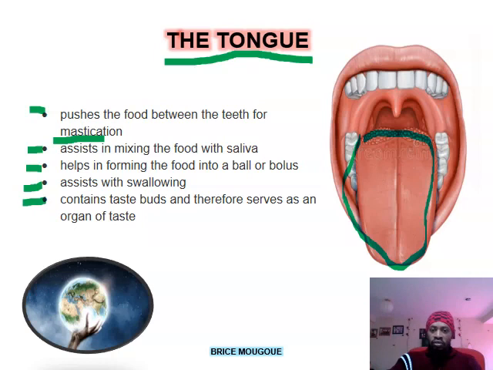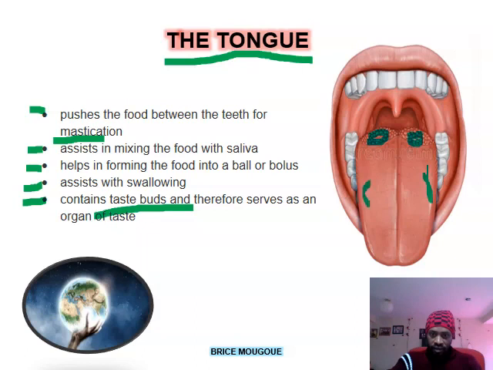Again, lastly, the tongue contains taste buds. That's why we are able to perceive different types of taste of different foods. What you see here, these little things that look like goosebumps, are taste buds. We have them at different regions for different types of taste on the tongue. And that makes the tongue an organ of taste, because it's going to send the information about the taste to the brain, the cerebrum of the brain.